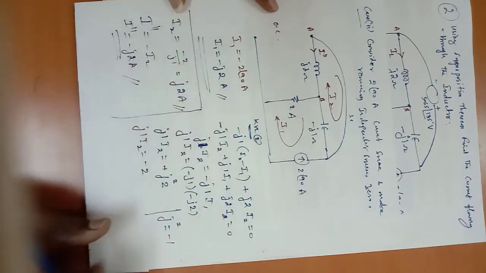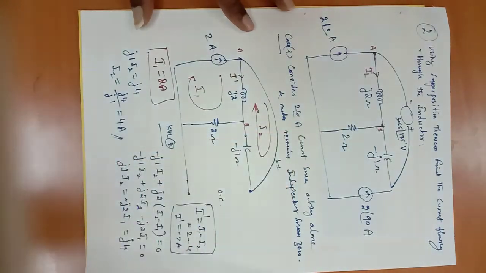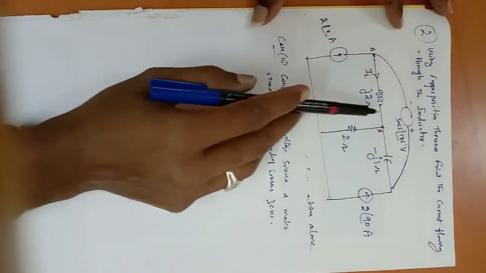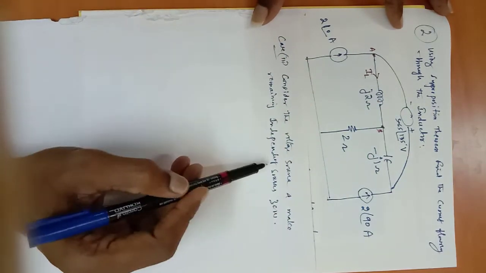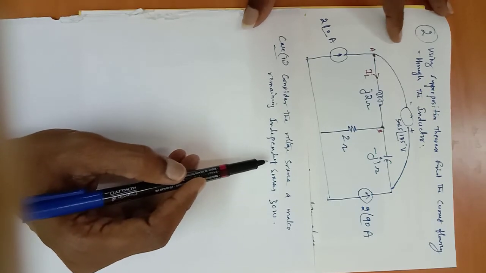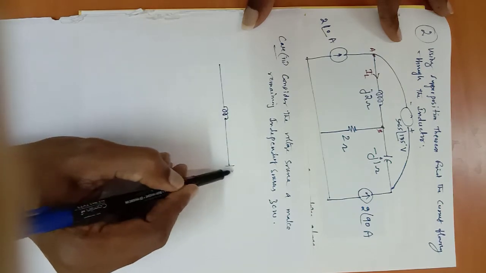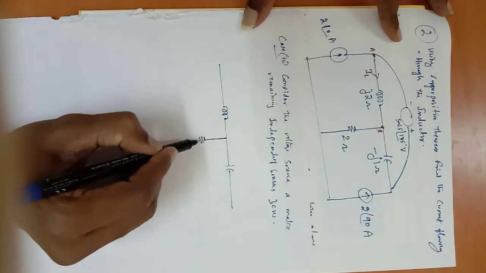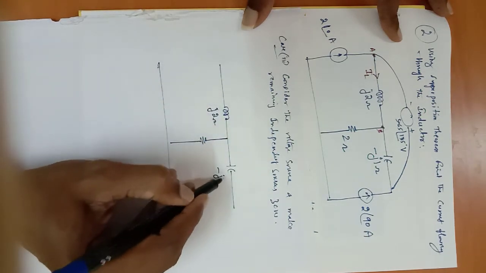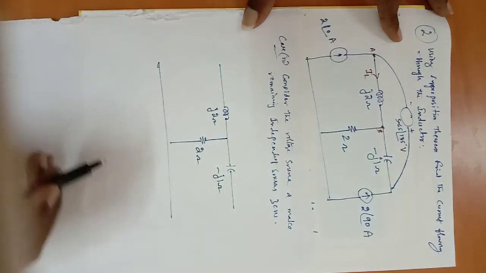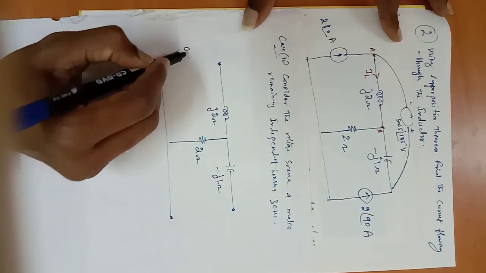Now I have to find I triple dash by considering this voltage source. Consider the voltage source and make the remaining independent sources 0. Let us rewrite the circuit. Case 3. This is J2 minus J1. This is 2 ohm. So how to make these two current sources 0? Create the open circuit. I am creating open circuit here.